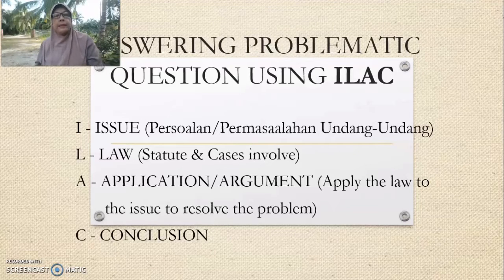And lastly is C, the conclusion. The conclusion is where we wrap up our discussion. This is where our advice to the parties will appear, meaning our decision pertaining to this problem. So, okay, students.